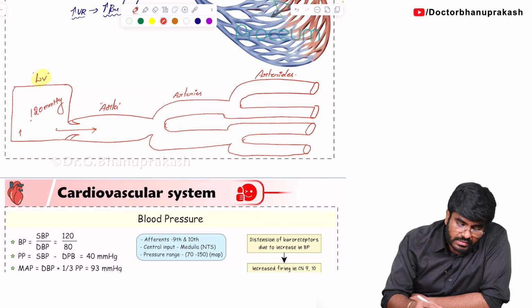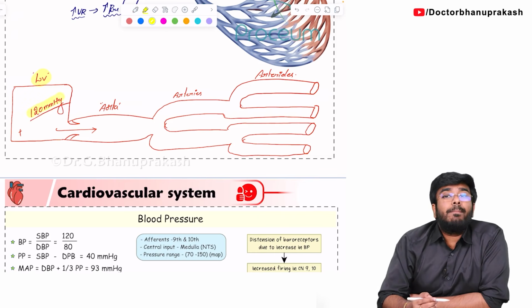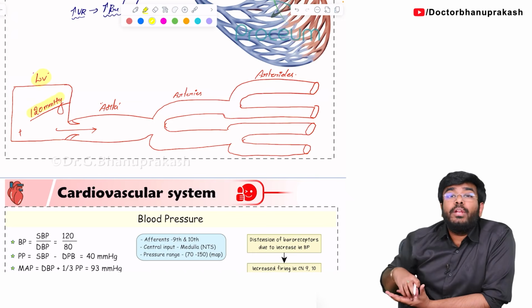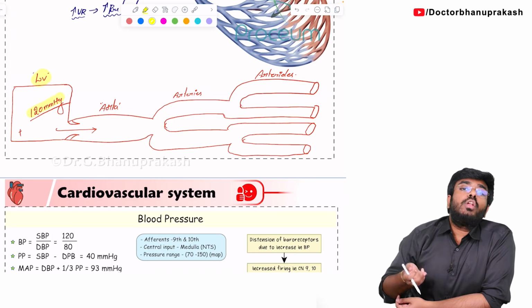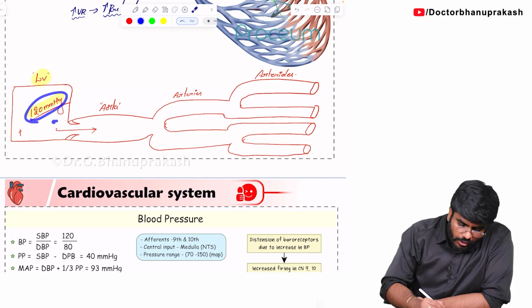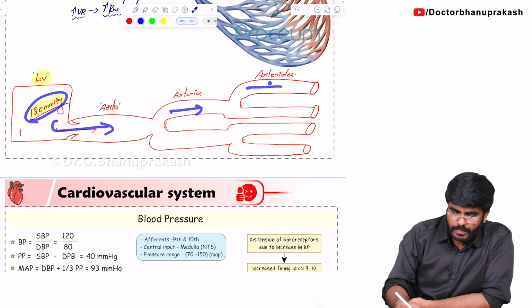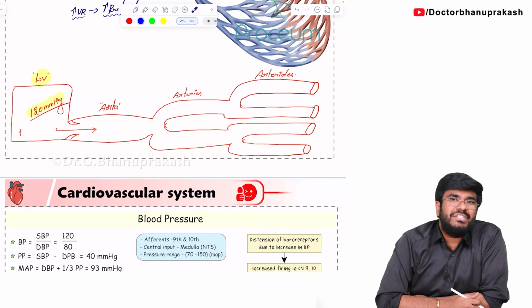Now this 120 mmHg pressure is called afterload. Now you understand what afterload is? Afterload is a pressure. Preload is a volume, meaning the amount of blood you are keeping in the heart. Afterload is a pressure, the amount of pressure required by the left ventricle in order to push the blood into the circulation. Preload is 120 ml, but afterload is 120 mmHg.